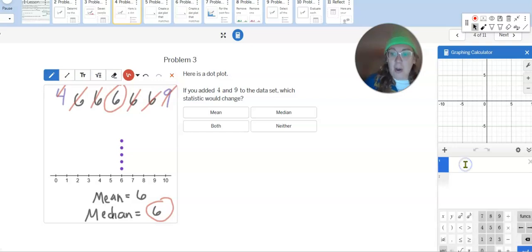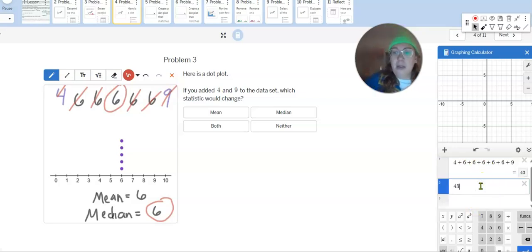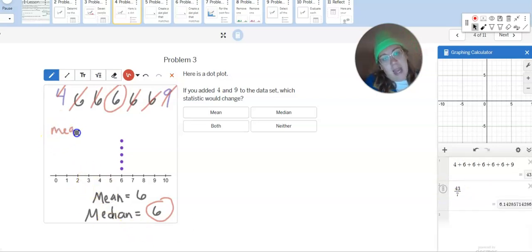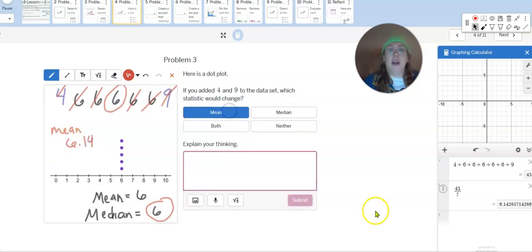Now if we add them all up, 4 plus 5 6s plus a 9 is 43. And we're dividing that by 7. And our mean, after we added those values in, is 6.14. So we can see our mean changed. Since the total value and number of points changed, the mean will change too.